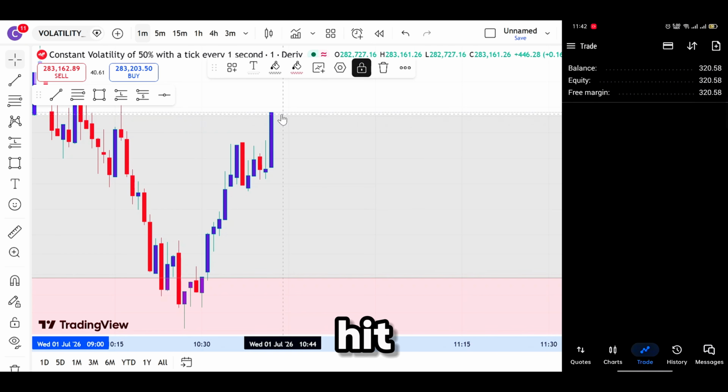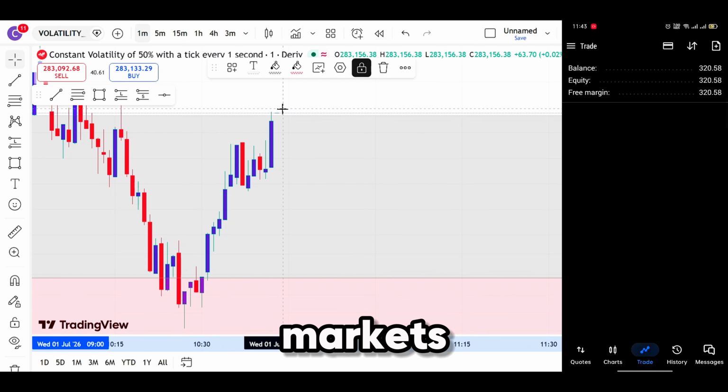And the markets have hit our take profits. Well, it's as simple as that. It doesn't really take much to scalp the market.